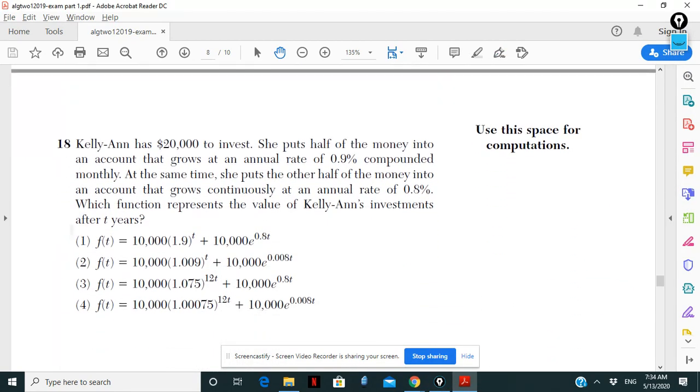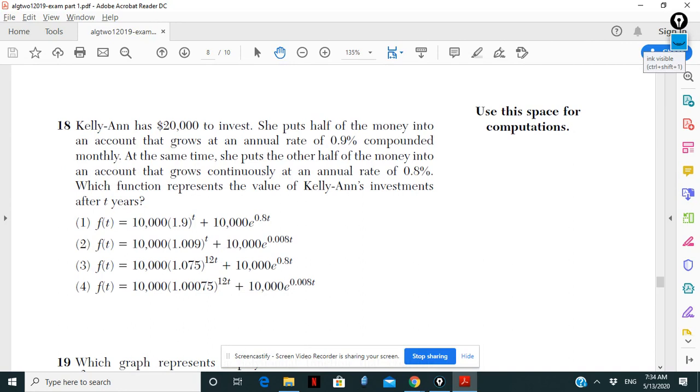Question number 18. Kelly Ann has 20,000 to invest. She puts half of her money in an account that grows annually at a rate of 0.9% compounded monthly. At the same time, she puts the other half of the money in an account that is getting 0.8% compounded continuously annually. Which function represents the value of Kelly Ann's investments?